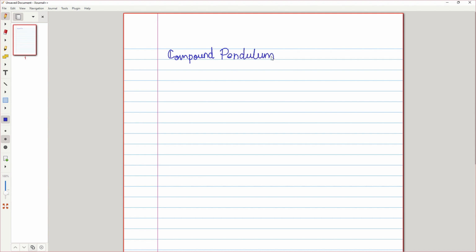So we will find a Lagrangian today. As we know, the Lagrangian is L equal to T minus V, where T is the kinetic energy and V is the potential.